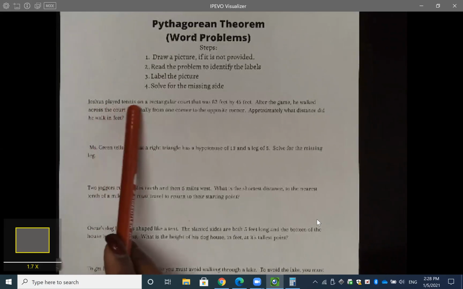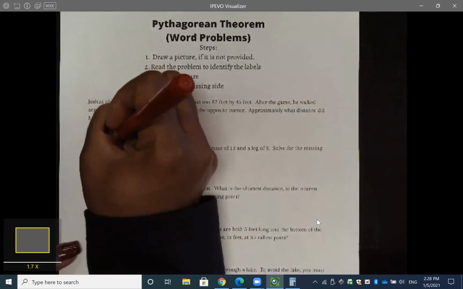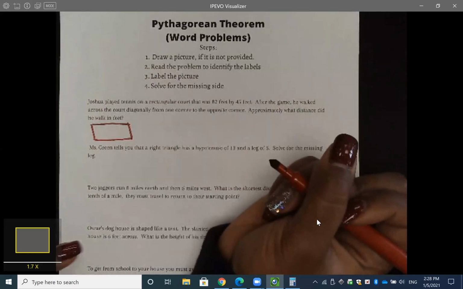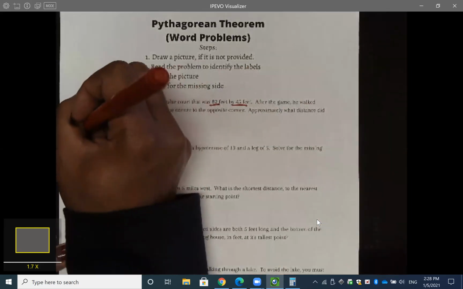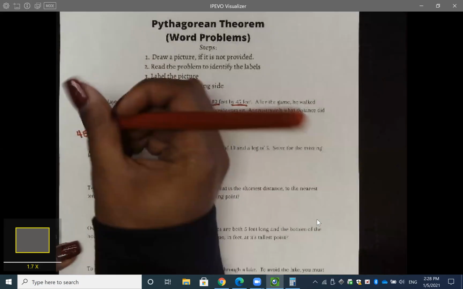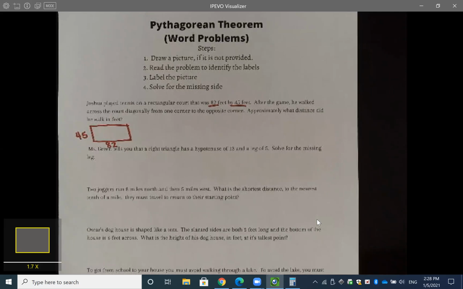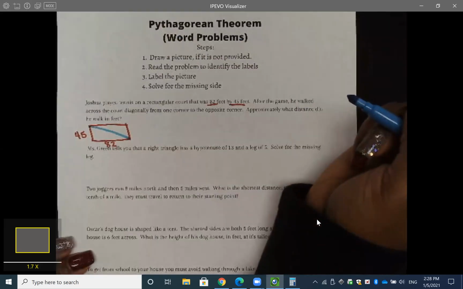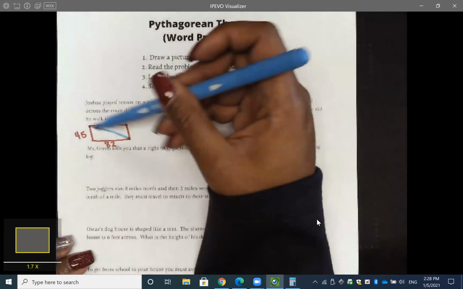So it says Joshua played tennis on a rectangular court. So he's on a rectangular court that was 82 feet by 45 feet. So this is shorter, so I'll put my 45 there, and this is longer, so I'm going to put my 82 there. After the game, he walked across the court diagonally. So he's going to walk across the court diagonally from one corner to the opposite corner. Approximately what distance did he walk?